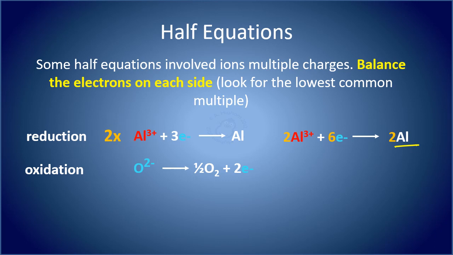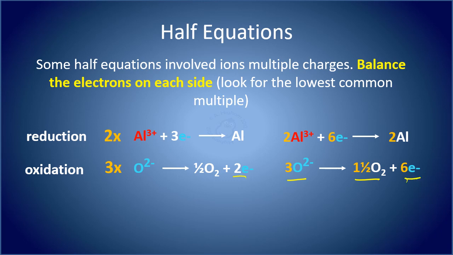Over the other side, with the other half equation, we need to make these 2 electrons up to 6. So we multiply that by 3. Everything is multiplied by 3. Let's see what we end up with. We end up with 3 lots of O2-, 1.5 lots of O2, because 3 times a half is 1.5, and then 3 times 2 is 6.